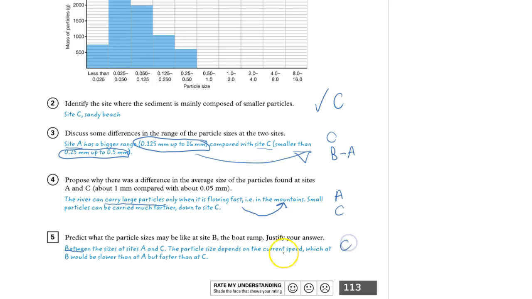If you then went and related it to current speed, how steep the gradient was, talking about the particle sizes needing a decent amount of current to be carried down that far, but they'd definitely be smaller than the ones at site A because they've been dropped off there, then you're looking at an A level standard there. Okay, good luck.